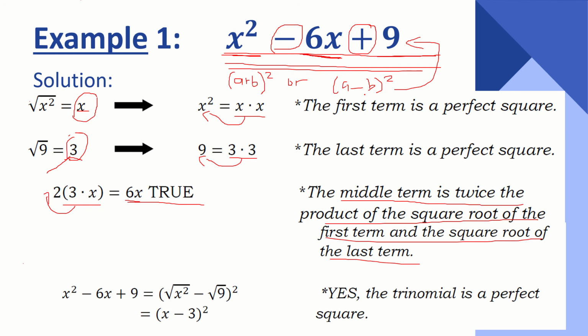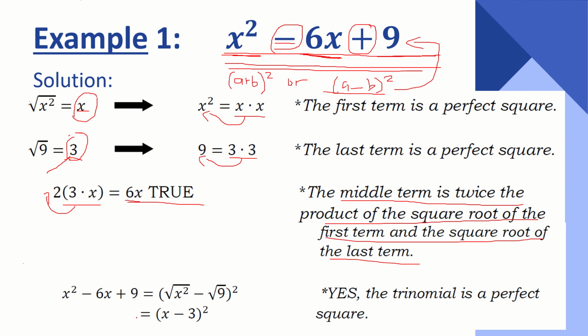In this example, we will use a minus b squared. We look at the operation used. If our middle term is minus and our last term is plus, we use a minus b squared. Now, how do we factor it, ma'am?